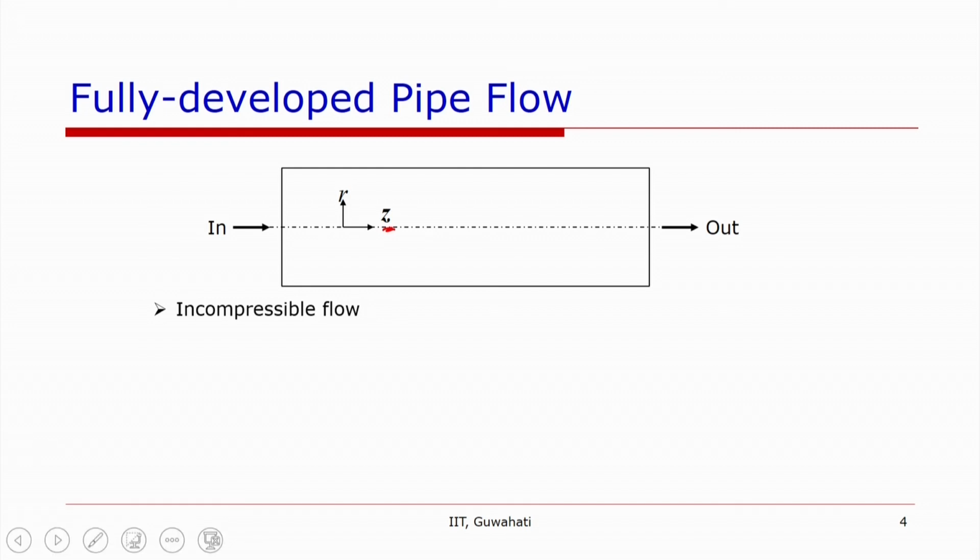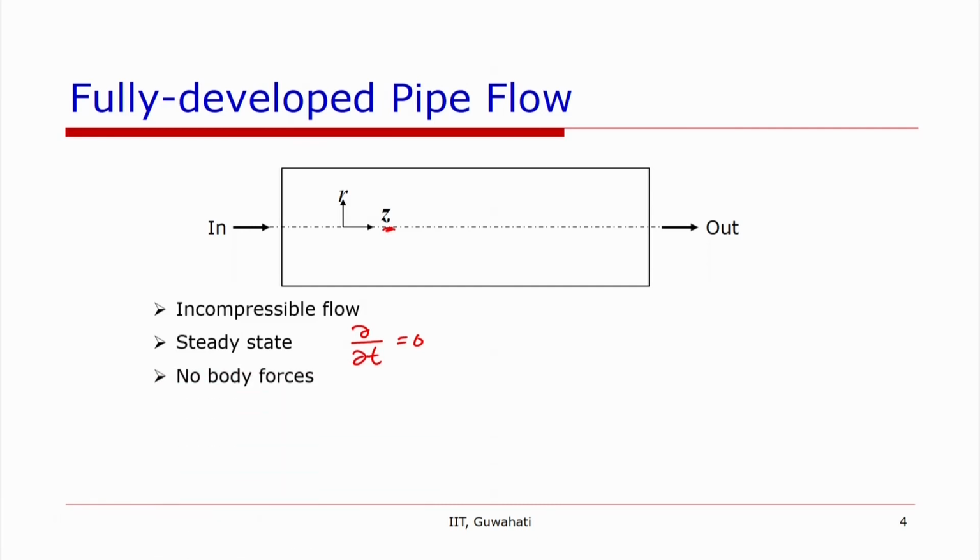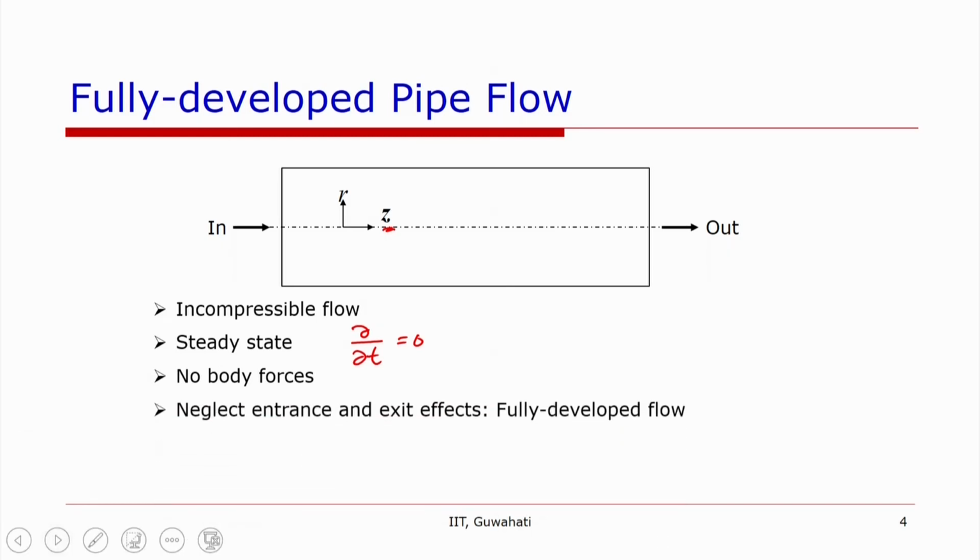The flow is incompressible, so the density is constant. It is at steady state, so the del by del t term will be 0. Things do not change with time. We do not consider any body forces including gravity in this analysis, and we also neglect the entrance and exit effects, which means the flow is fully developed.